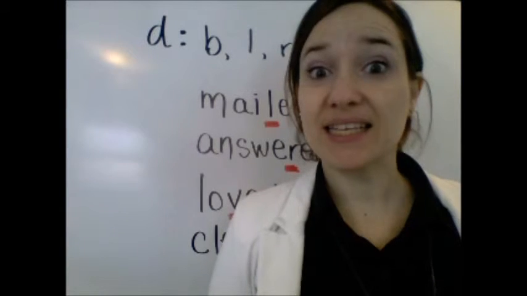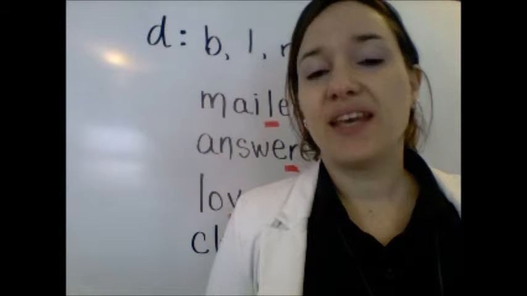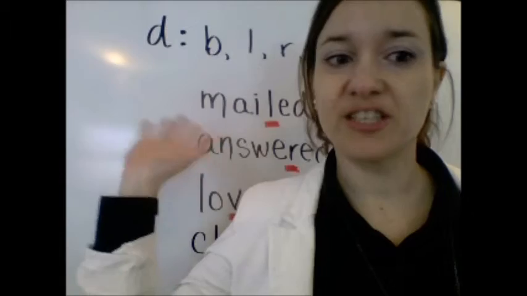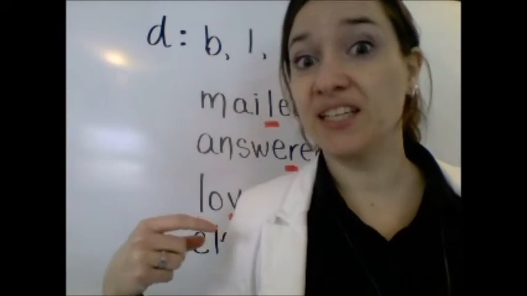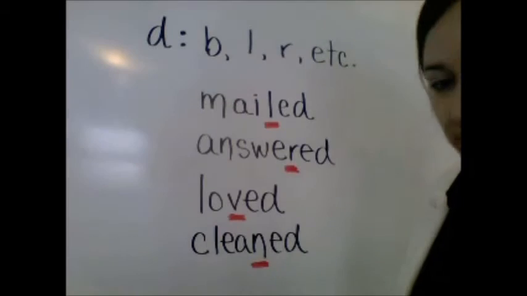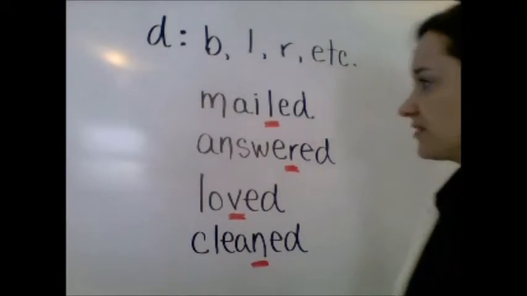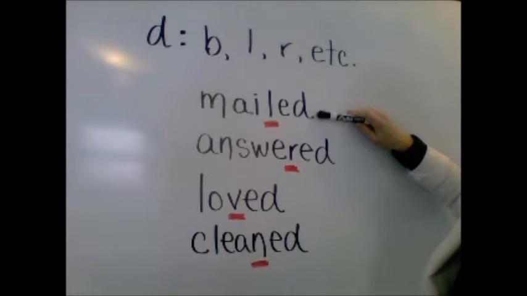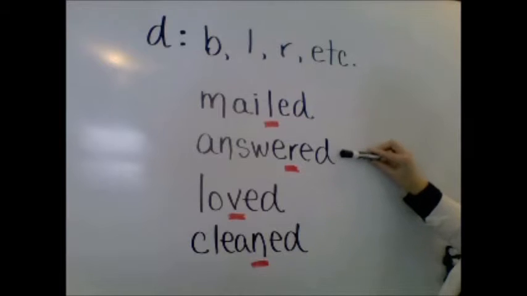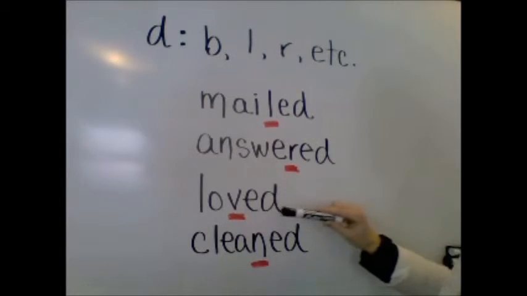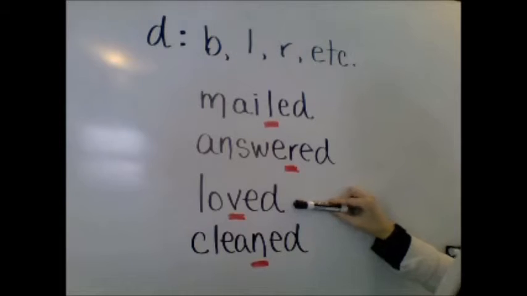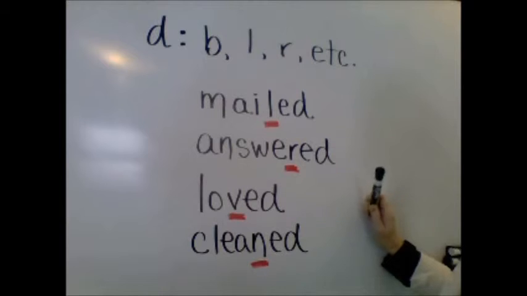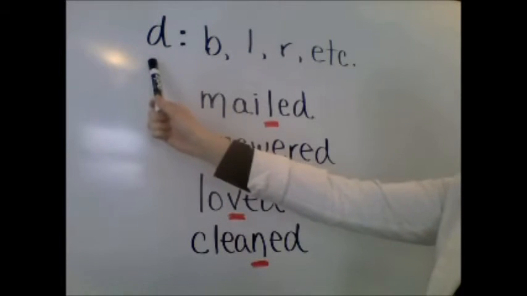Now the last sound is a D. So with the D, you don't have to memorize all of the letters of the alphabet. It will be all of the letters except the ones that we've seen in the first two cases. Good? So let's have some examples. Mail. We pronounce mailed. Answer, answered. Love, loved. Clean, cleaned. So remember, in this third case we pronounce it as a D.